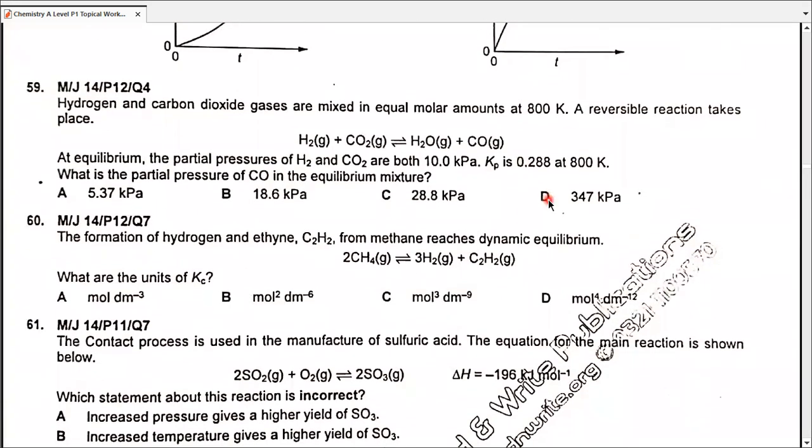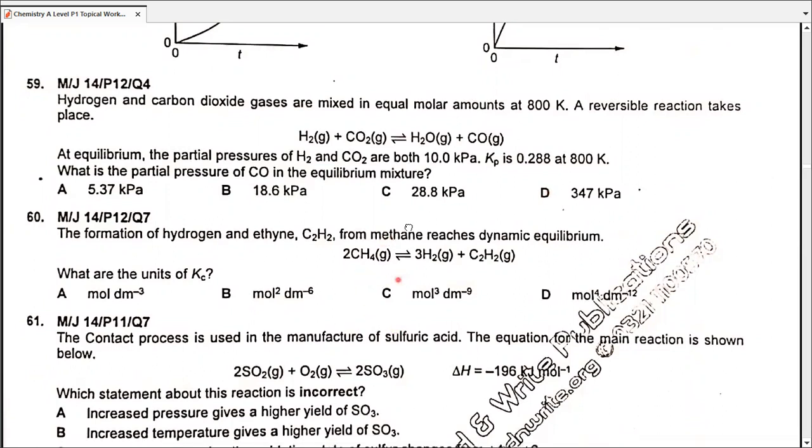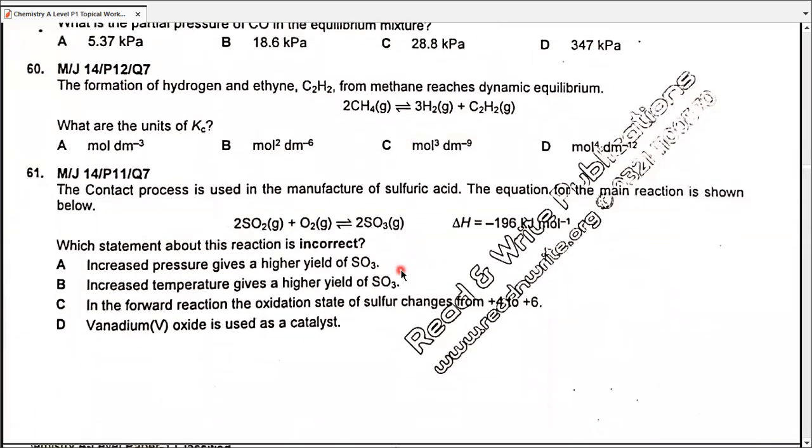Okay. Let's see. No, 59 is too easy. 60 is even easier than that 59. Let's see. Yeah, what about 61? Some of it is not from this chapter, but I still hope you'll be able to do this correctly. All right.